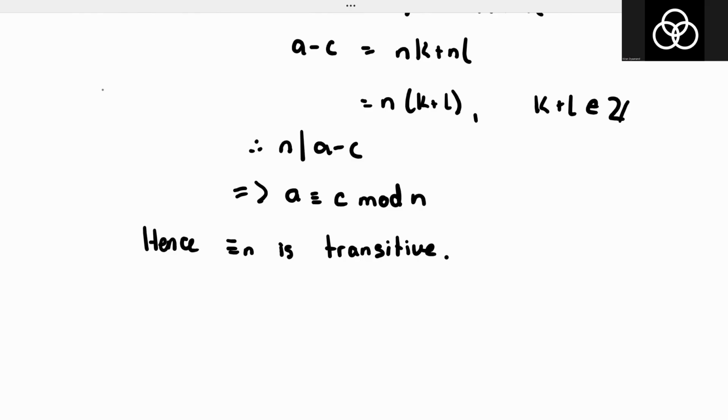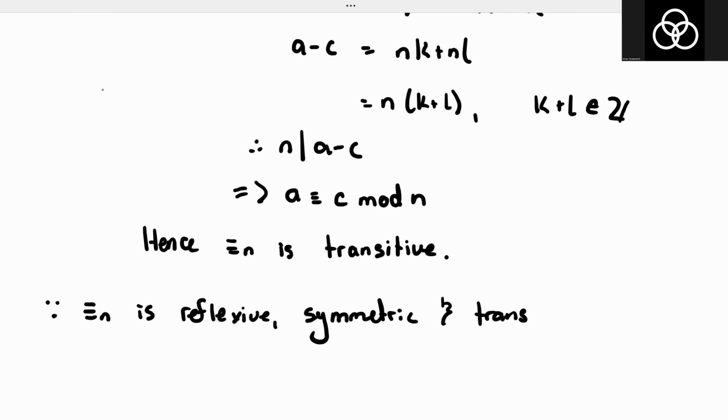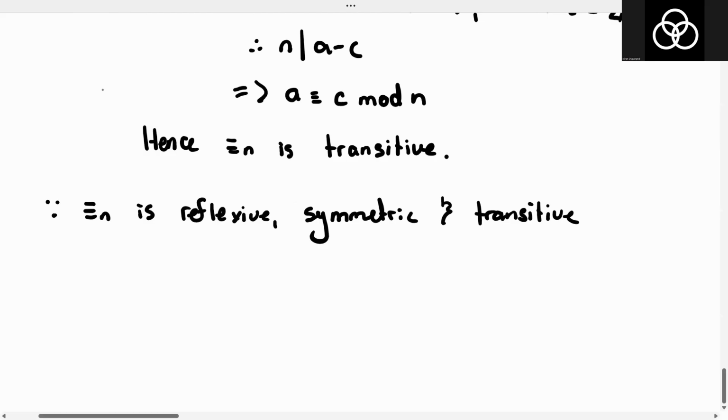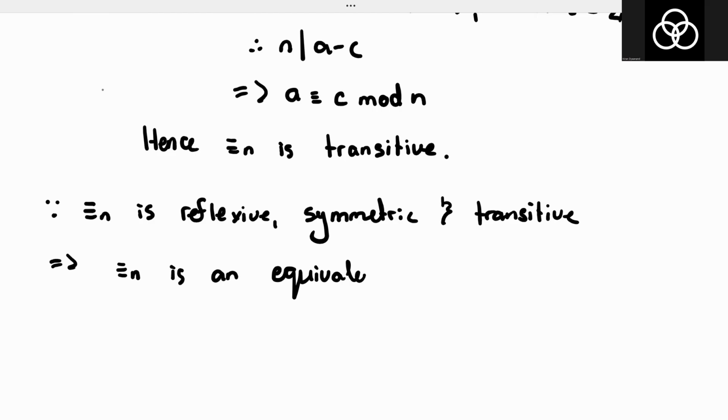So what is our conclusion? Since congruence mod n is reflexive, symmetric, and transitive, congruence mod n is an equivalence relation.